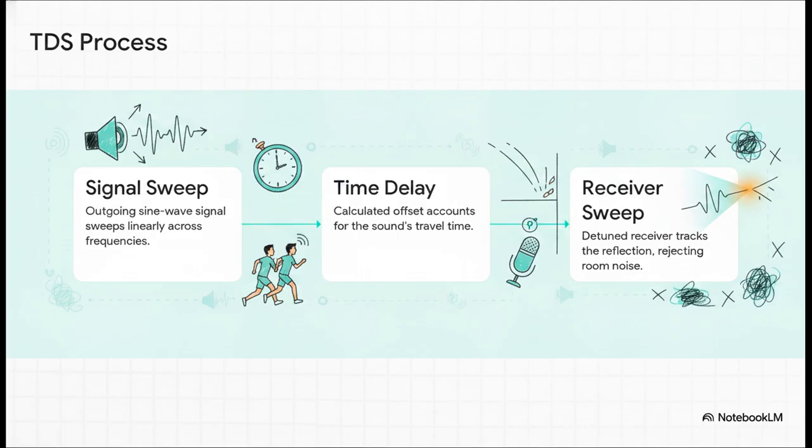Step 3 is where the magic happens. The receiver's sweep is offset by that exact delay time. This means the receiver is perfectly tuned to catch a specific reflection arriving at that exact microsecond, while actively rejecting all the other ambient room noise and later echoes.